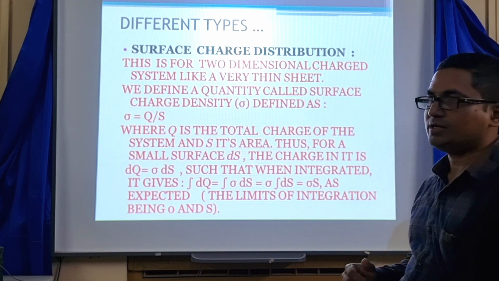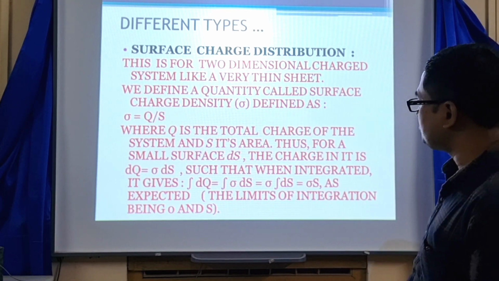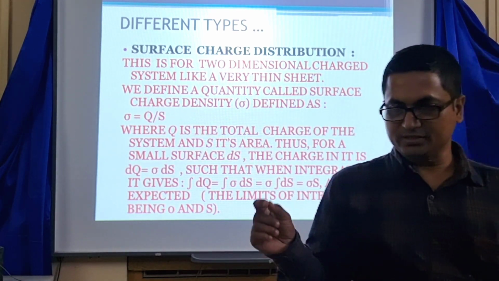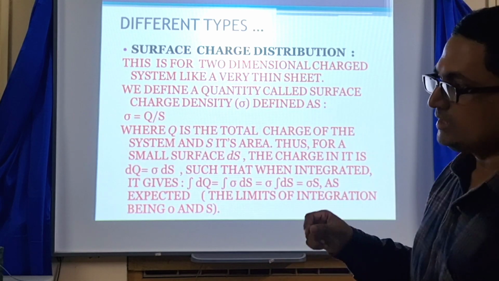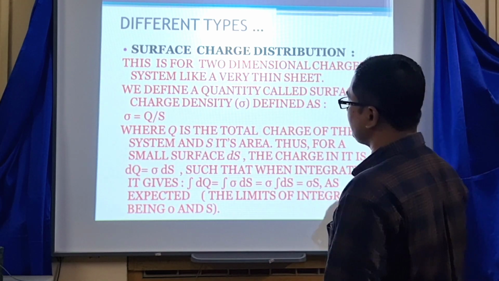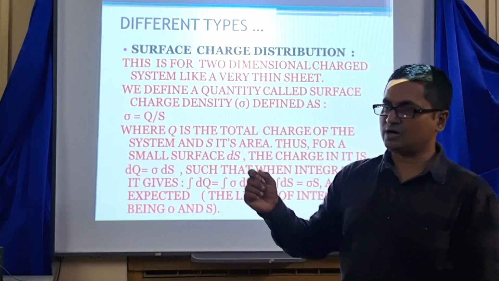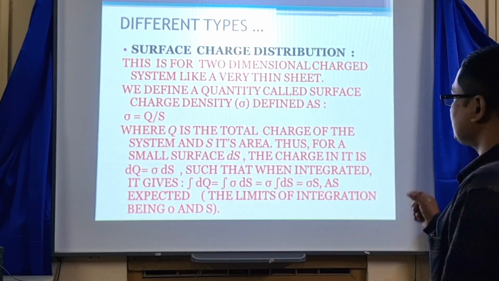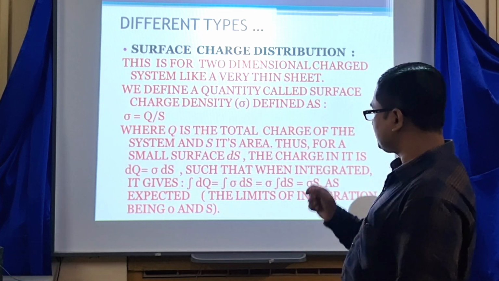In the same way, within the surface, we take a very small element ds, and then we calculate the charge within that element ds. By definition, this will be sigma into ds, because sigma means charge per unit area. So sigma into ds represents the charge within that small surface area.